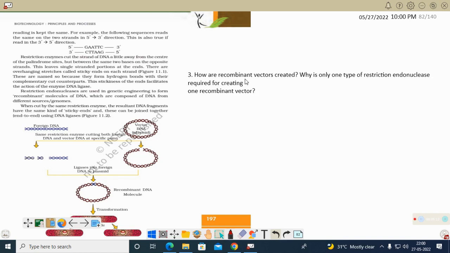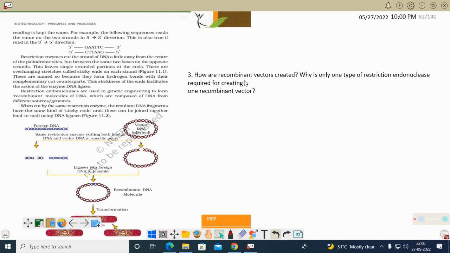Recombinant vectors are created by recombining the gene of interest with the vector with the help of restriction endonuclease and DNA ligases. Now, why is only one type of restriction endonuclease required for creating one recombinant vector? When cut by the same restriction enzyme, the resultant DNA fragments have the same kind of sticky ends, and these can be joined together by DNA ligase. That is the correct answer for the second question.